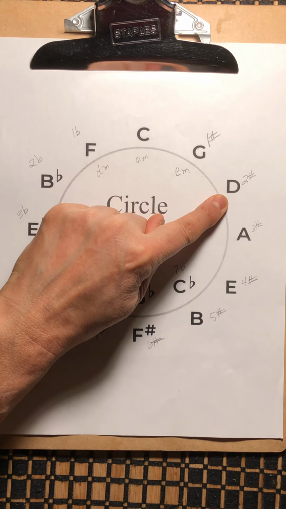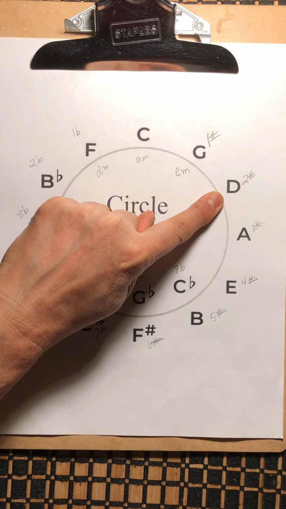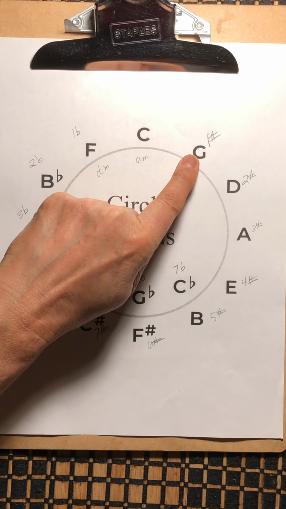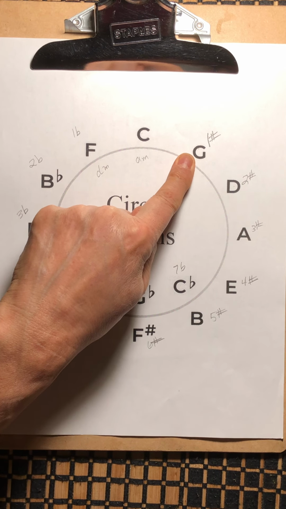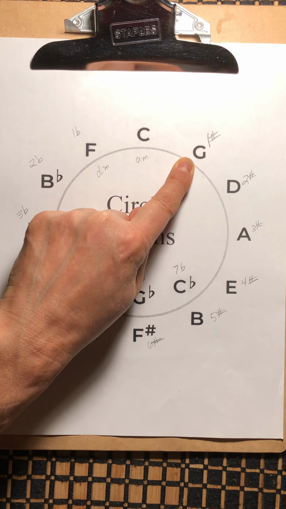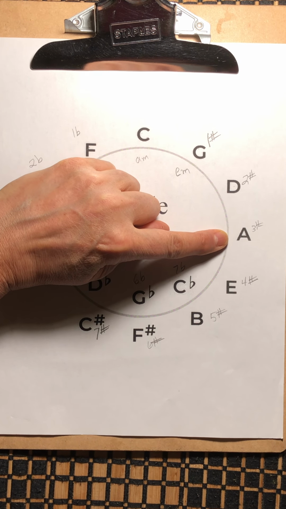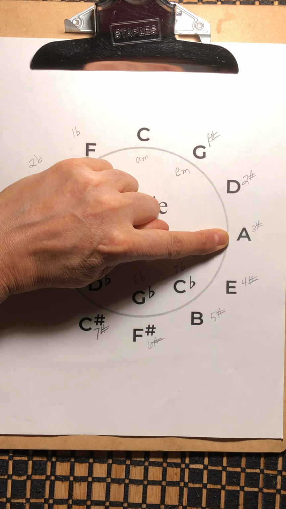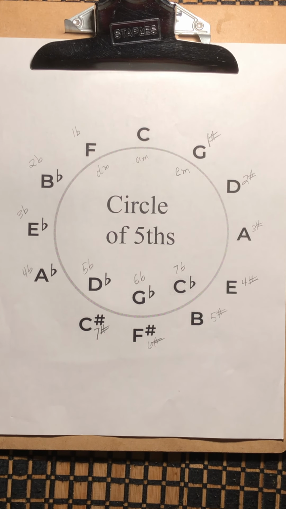Let's do another example. For the key of D, D is the 1 chord. Go to the left of the D, and you will find G, the 4 chord, the subdominant chord. If you go from D to the right, A is the 5 chord, the dominant chord. And finally, these are the 4 ways to use the circle of fifths.